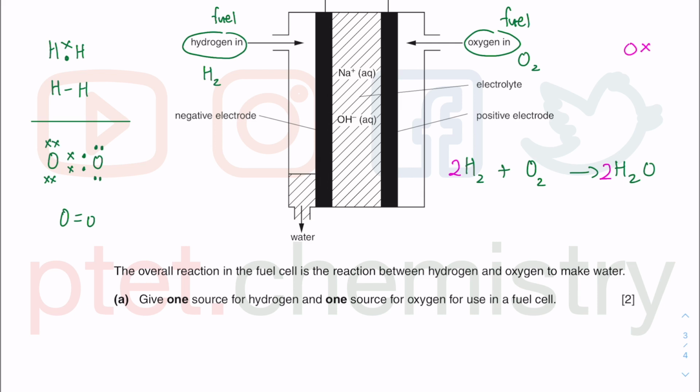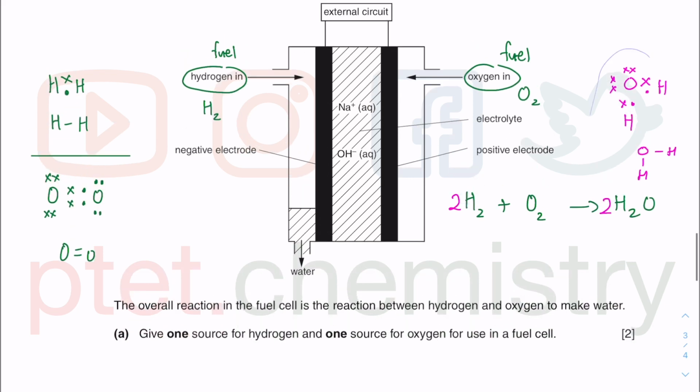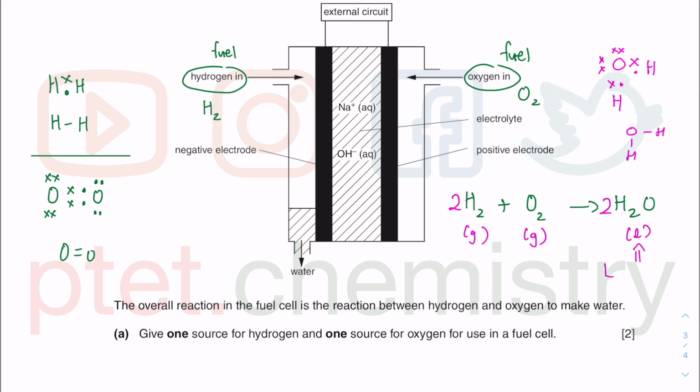Oxygen shares 1 cross 1 dot with hydrogen, 1 cross 1 dot with hydrogen. Oxygen still has 4 more electrons like that, so that is the water molecule there, the dot and cross, as well as the displayed formula just showing you the bond there. Now this here is gaseous hydrogen and gaseous oxygen. You're going to get liquid water. This is called liquid and it is water.